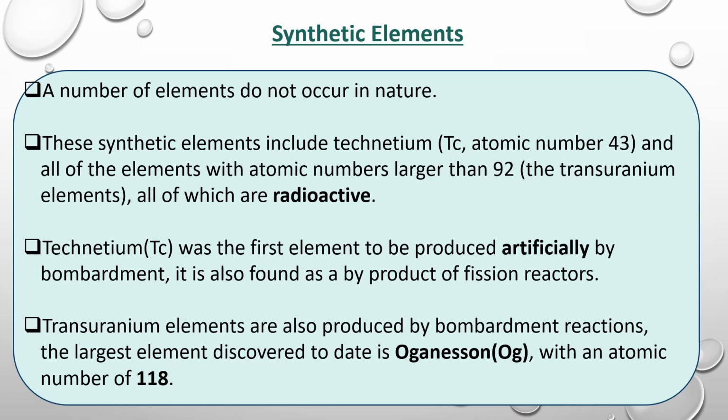Synthetic elements. A number of elements do not occur in nature. These synthetic elements include technetium, Tc, atomic number 43, and all of the elements with atomic numbers larger than 92, the transuranium elements, all of which are radioactive. Technetium was the first element to be produced artificially by bombardment, and it is also found as a byproduct of fission reactors. Transuranium elements are also produced by bombardment reactions. The largest element discovered to date is oganesson, with an atomic number of 118.